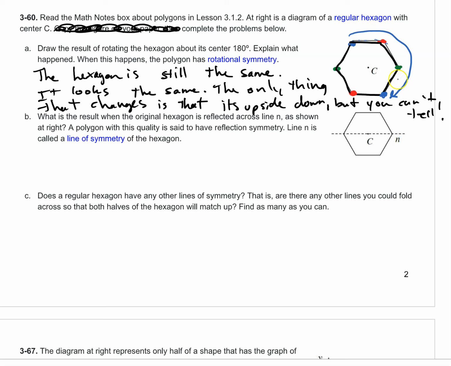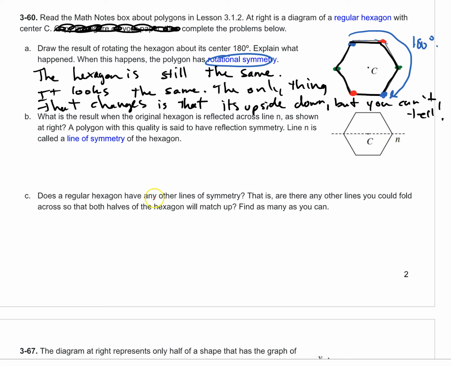So we rotated it 180 degrees, but you can't really tell because everything lines up again and it looks the same. This is called rotational symmetry. When you can rotate it, but you can't tell you rotated it because everything lines up again. Okay, I'll let you work on B.